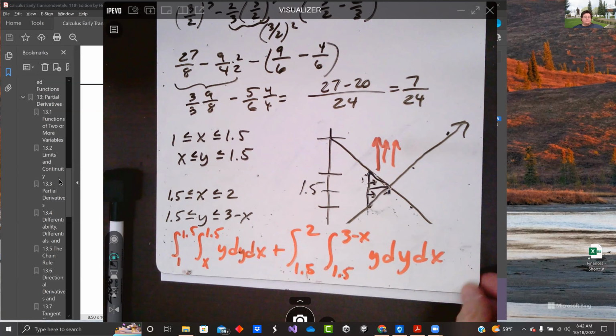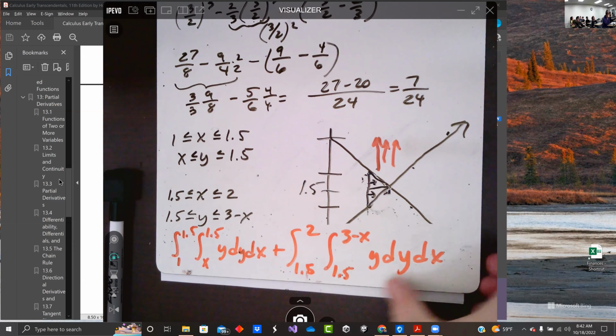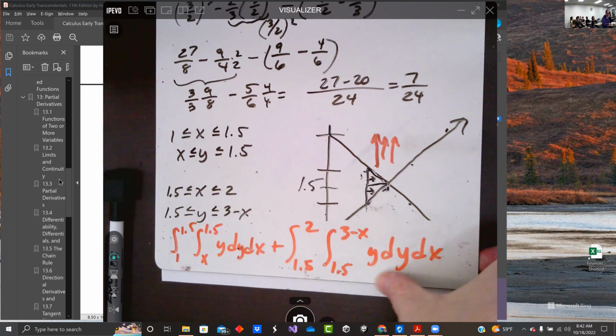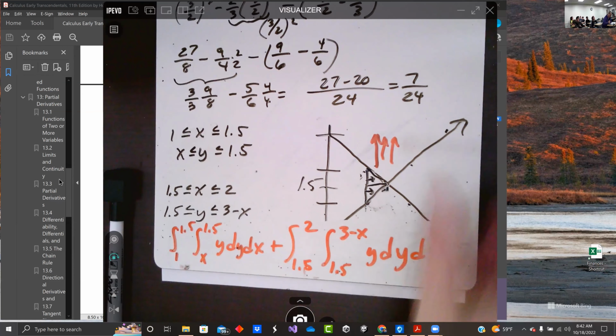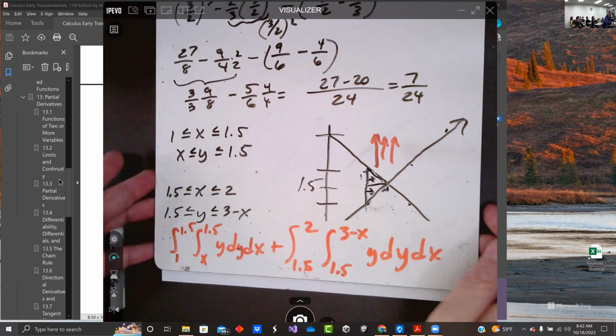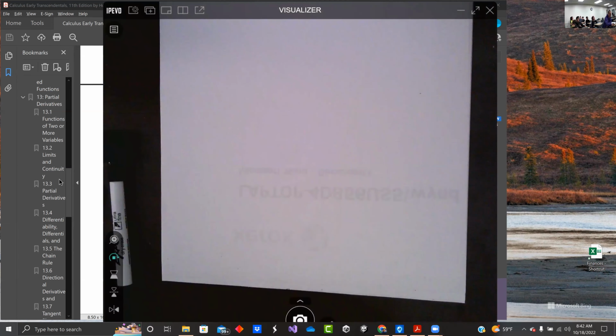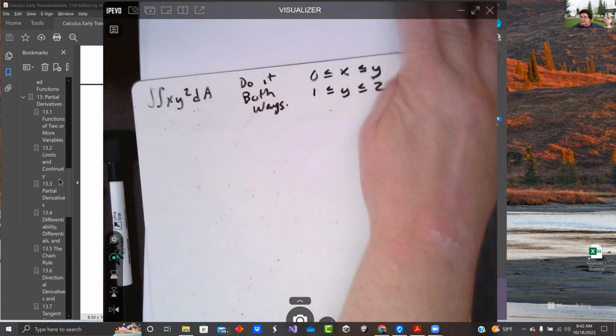So in light of that, let's do another one both ways. I wouldn't expect to have the processing power, or a graph. Let's look at this one and do it both ways.